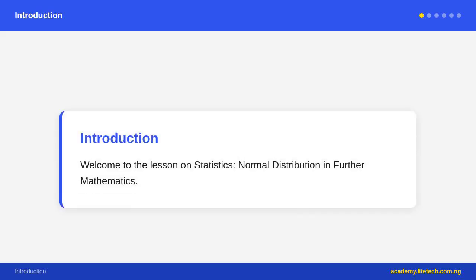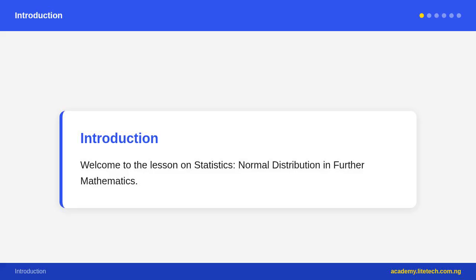The normal distribution is the most important probability distribution in statistics. It describes the distribution of many natural phenomena: heights, weights, exam scores, measurement errors, and forms the basis of statistical inference. By the end of this lesson, you will define the normal distribution and state its properties, calculate probabilities using the standard normal distribution and z-scores, use normal distribution tables, and solve WAEC further mathematics problems.